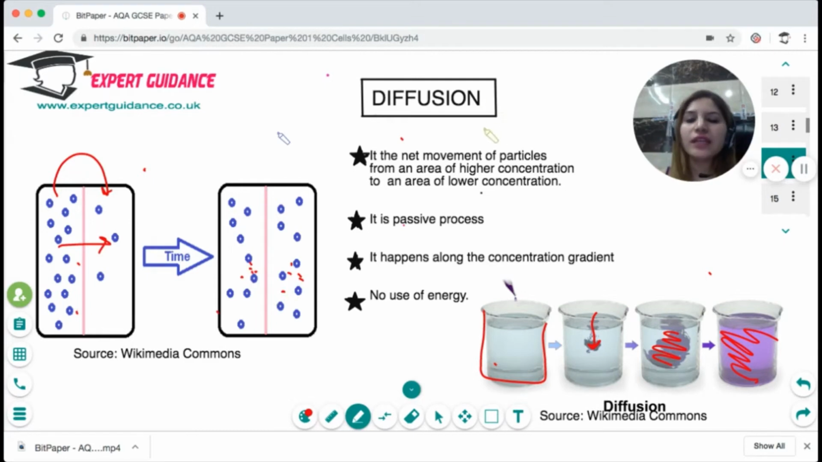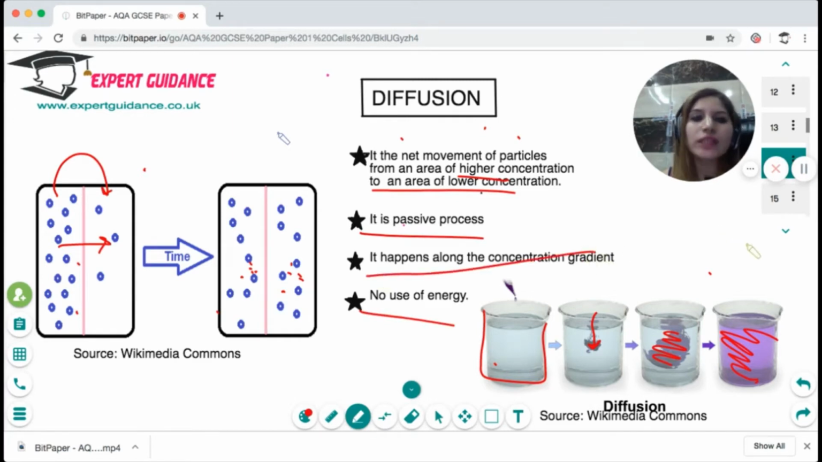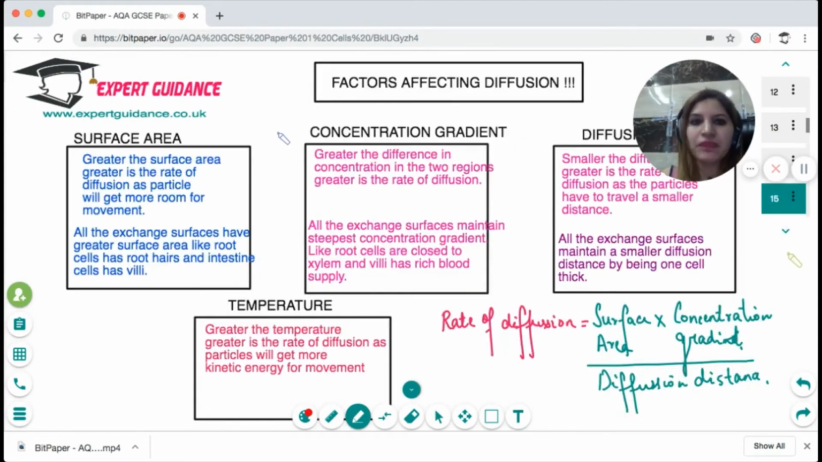This phenomenon is diffusion. Now, if it comes in the exam, how will you define diffusion? You will say it is the net movement of particles from an area of a higher concentration to an area of lower concentration. It is a passive process, so it does not require energy as the particle moves along the concentration gradient. Now, what are the factors that affect diffusion?